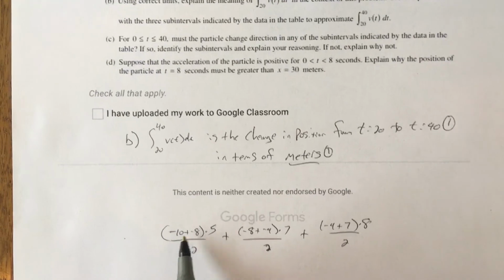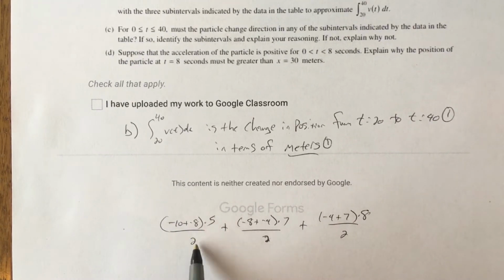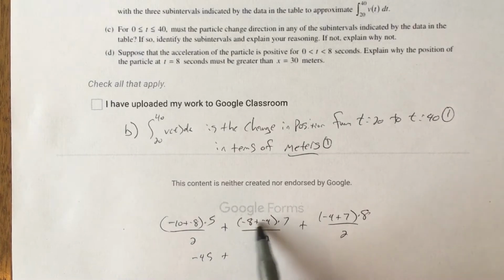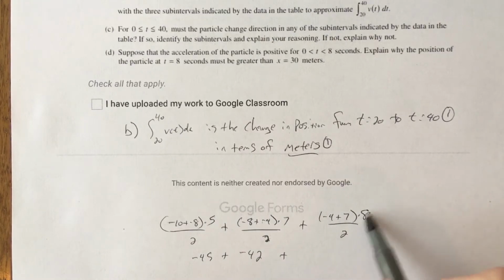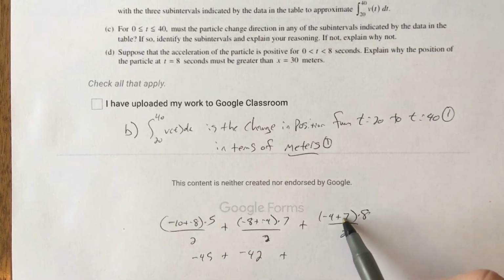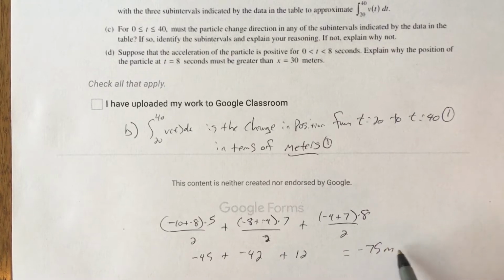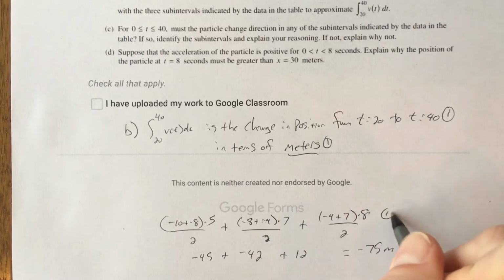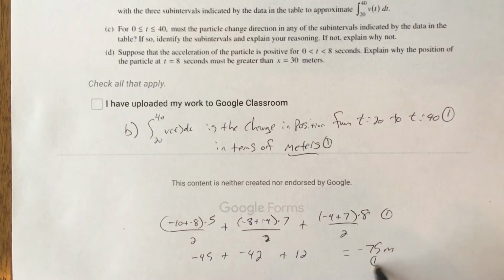So this will be -18 divided by 2 is -9 times 5 is -45. This is -12 divided by 2 is -6 times 7 is -42. And 8 divided by 2 is 4 times 3 will give us 12. So if we do this all together, we should get -75 meters. This trapezoid sum was worth 2, so I'm thinking 1 if you show that you're doing it correctly, and 1 if you have the right answer.